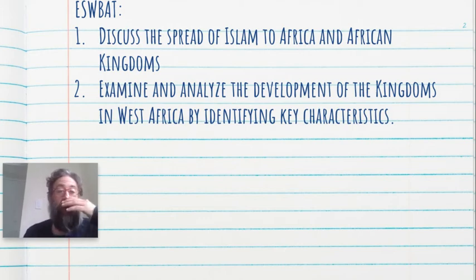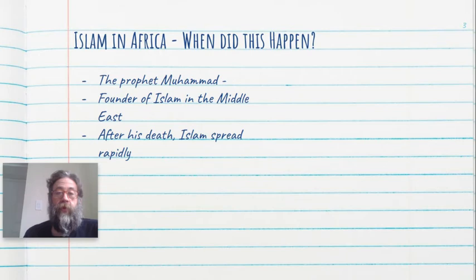So, this first question that we need to be able to discuss is the spread of Islam. How did it happen? When? You should be able to name the founder. That goes back to when we did our first or second unit on monotheistic religions. If you can't remember, it's going to be the Prophet Muhammad.